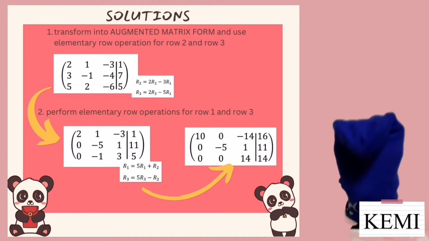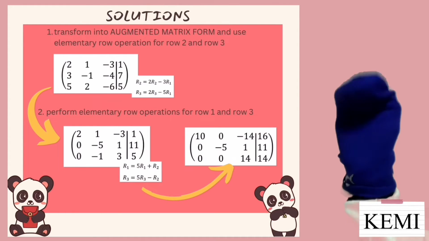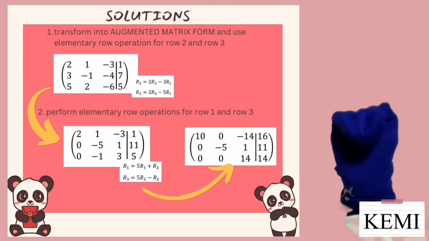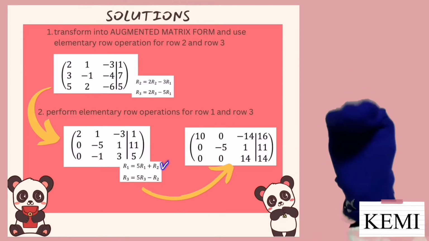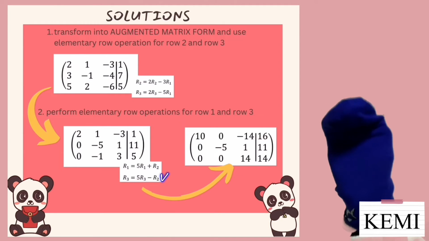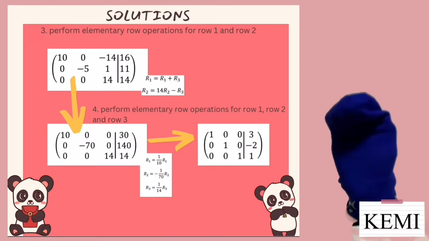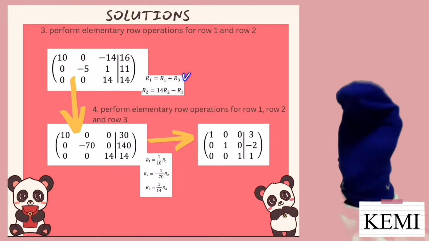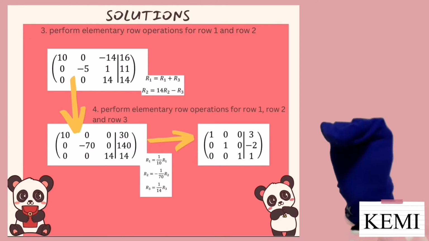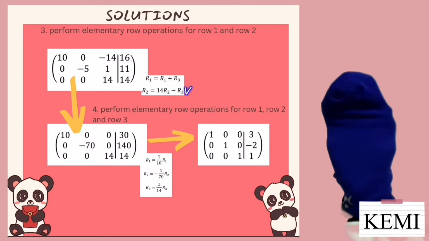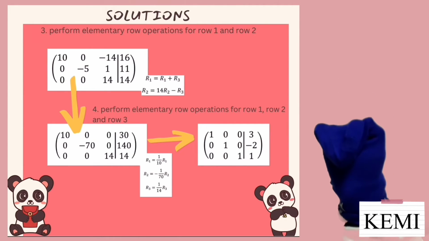Next, we perform elementary row operations for row 1 and row 3 like we had done before, which are for row 1, 5R1 plus R2, and for row 3, 5R3 minus R2. Thirdly, we perform elementary row operations for row 1 and row 2, where for row 1, R1 plus R3, and for row 2, 14R2 minus R3.